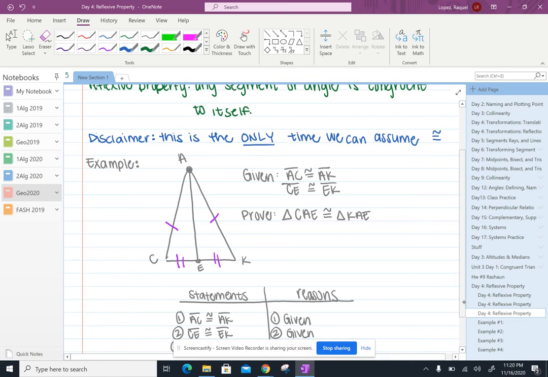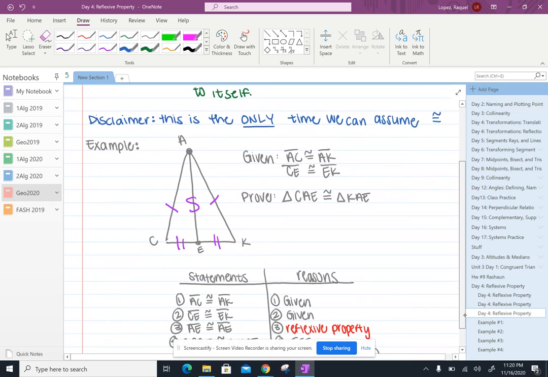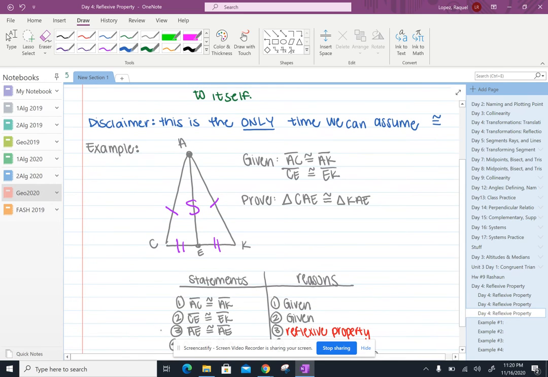Okay, now here's where the reflexive property comes into play. Both of the triangles share this segment AE. And so the way that we would write that in the proof is we would say AE is congruent to AE. So you're basically saying AE is congruent to itself. And the reason for that would be the reflexive property.